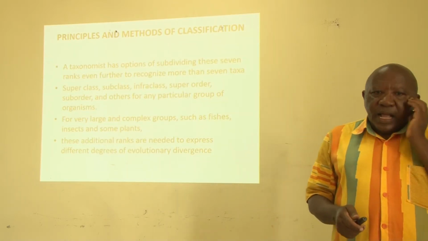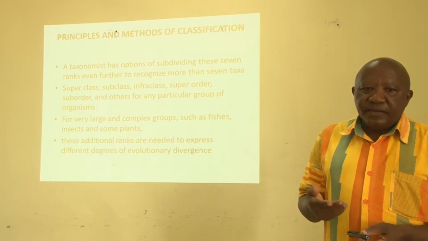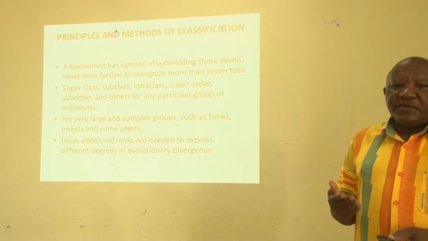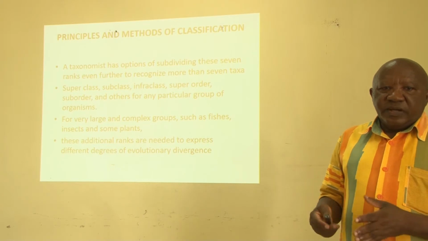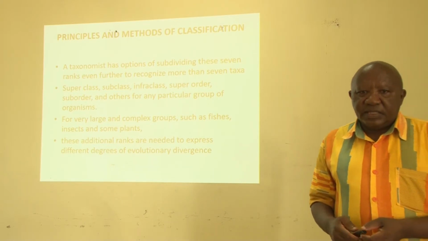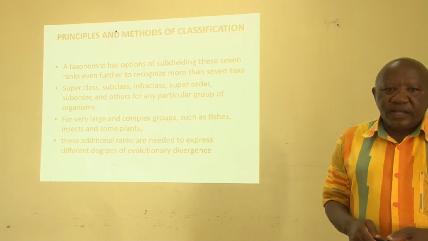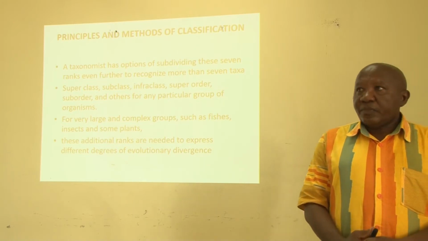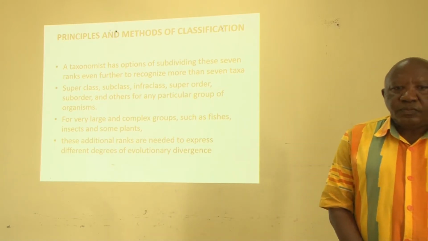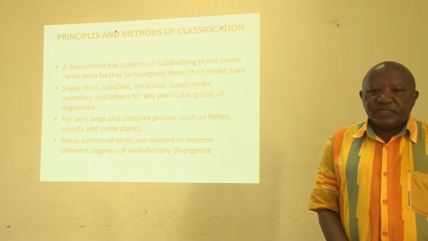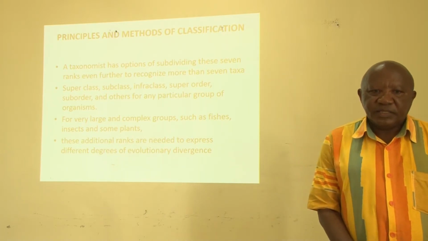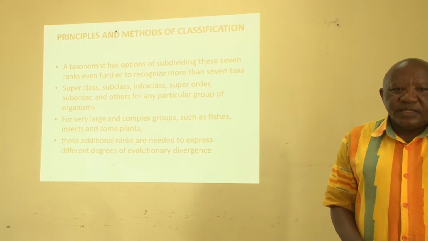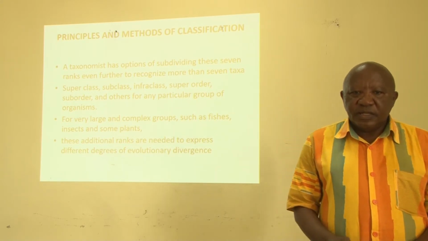A taxonomist has the option of subdividing these 7 ranks even further to recognize more than 7 taxa. We have superclass, subclass, infraclass, superorder, suborder, and others for any particular group of organisms. For very large and complex groups such as fishes, insects, and some plants, these additional ranks are needed to express different degrees of evolutionary divergence.